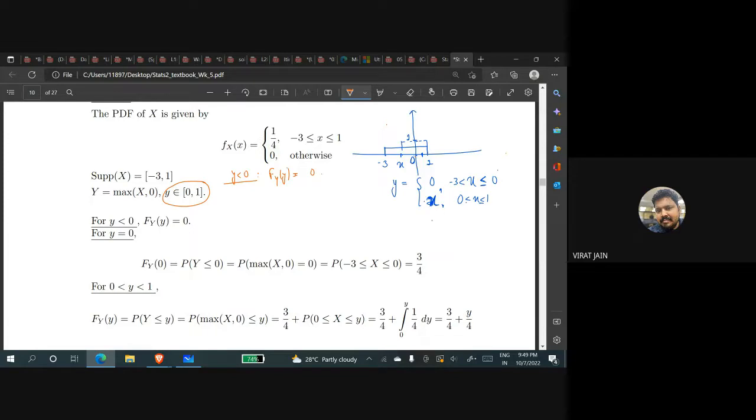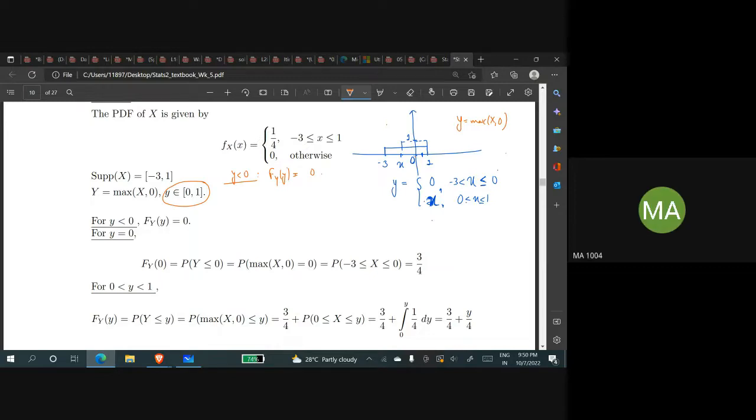But y could be -2 also, no? How? Y is defined as max of x, 0. If x varies from -2 to -3, then 0 is greater than x, so max of x, 0 is 0. So if x ranges between -2 to -3, in that case the y value will be equal to 0 only, no?